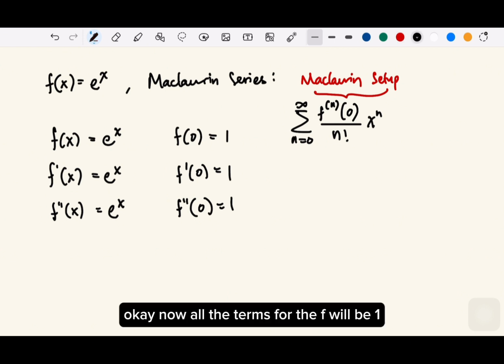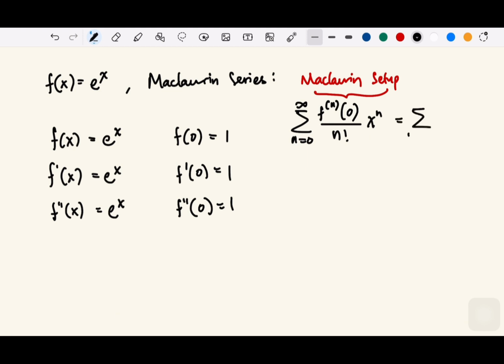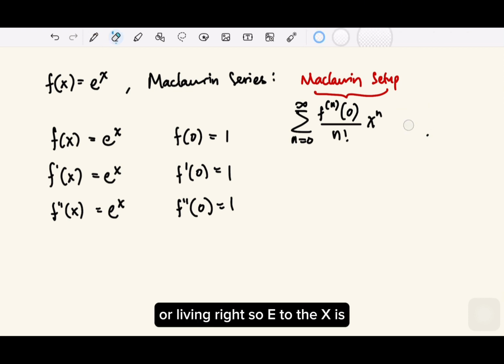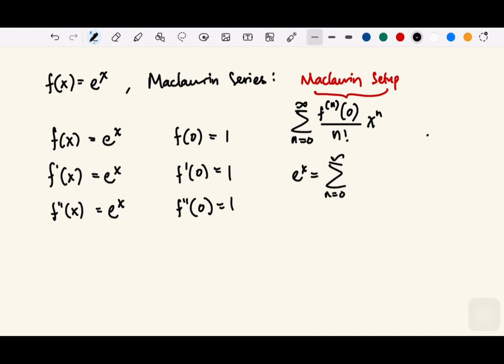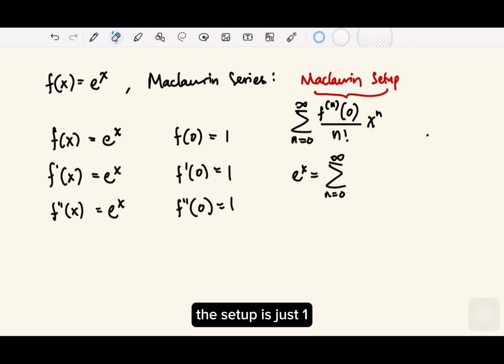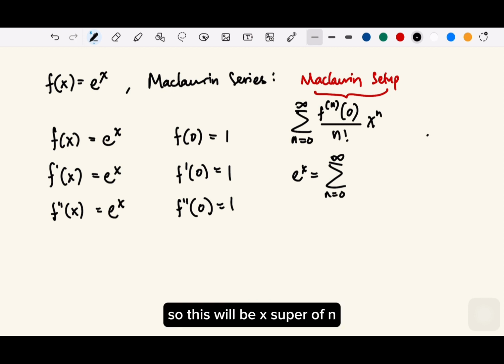Okay. Now all the terms for the f will be 1. So e to the x is, because the setup is just 1, x to the power of n, divided by n factorial.